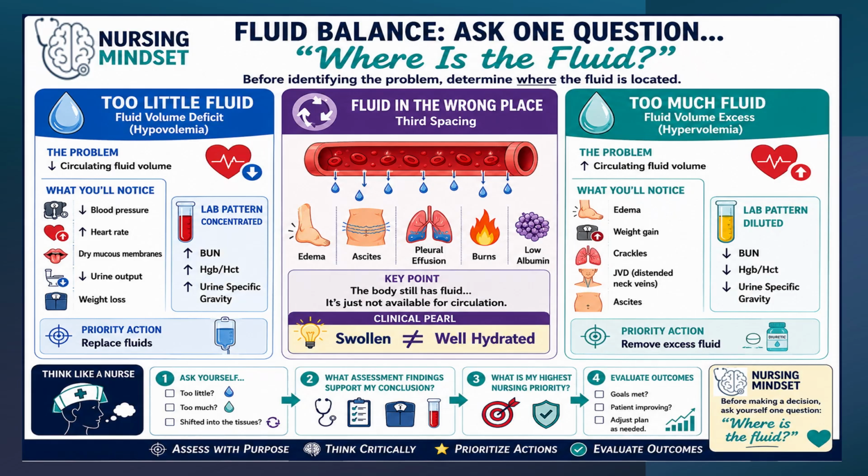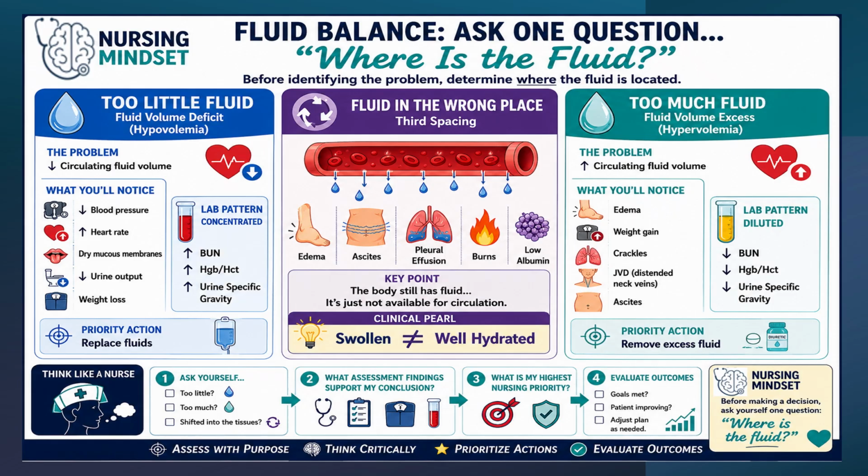So here's the question. If the patient has fluid, why might they still show signs of fluid volume deficit? Well, that's because the fluid isn't where the body needs it. It's trapped somewhere else. That's why a patient with severe edema or ascites may actually have decreased circulating volume. I want you to remember the clinical pearl on this graphic. Swollen does not always mean well hydrated. That's a huge nursing mindset shift. As nurses, we don't just look at what we can see, we think about what's happening inside the body.